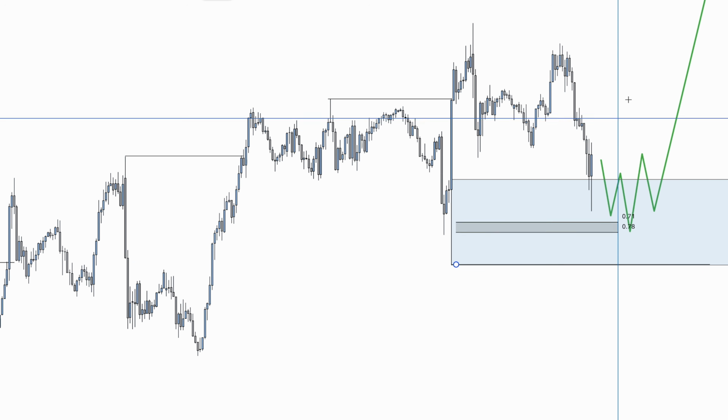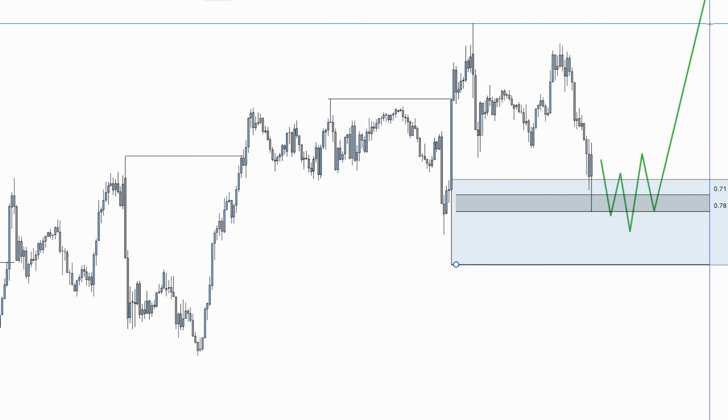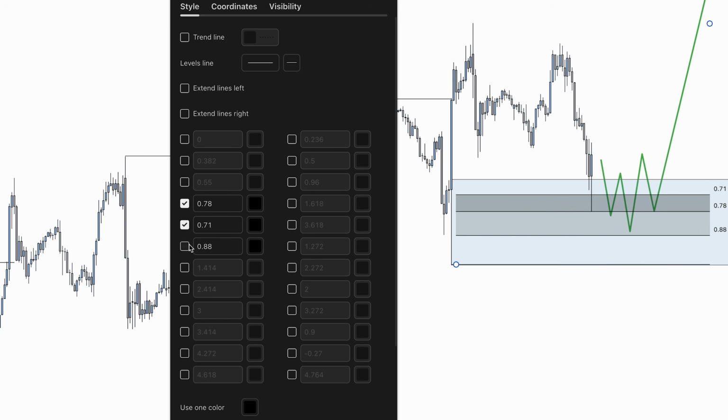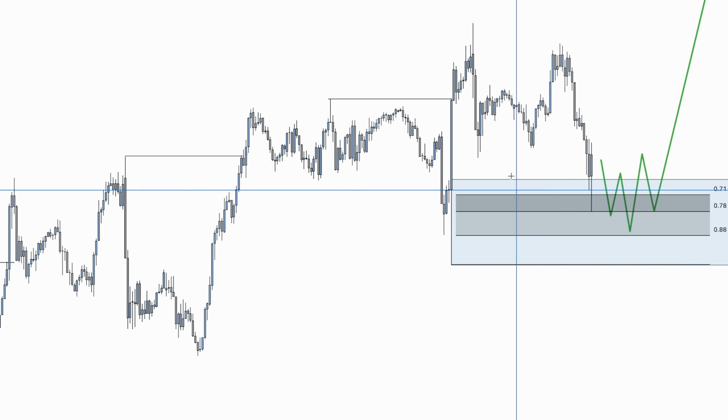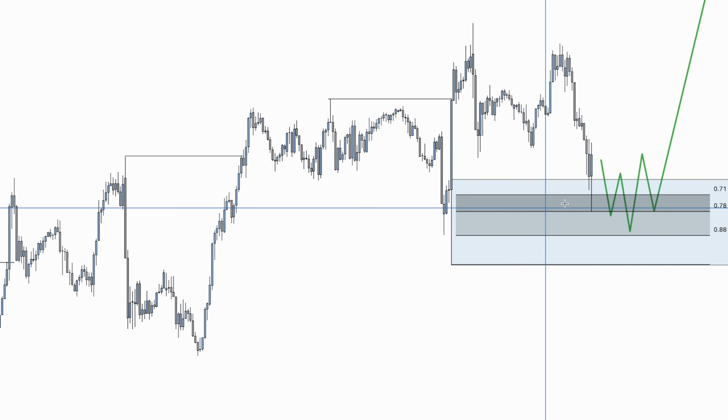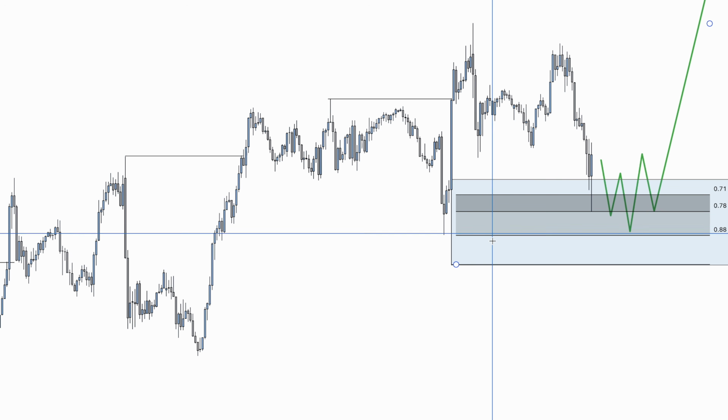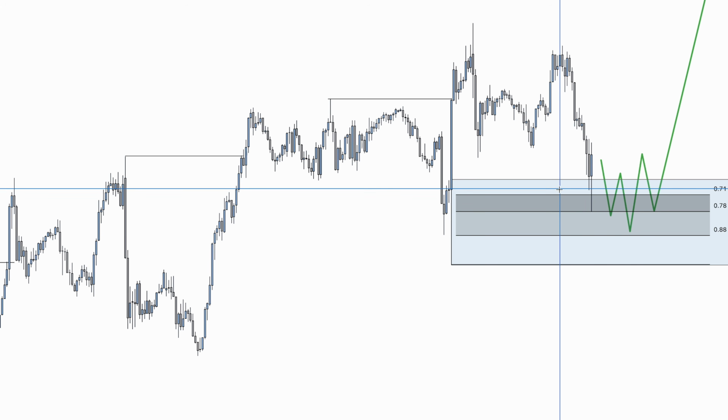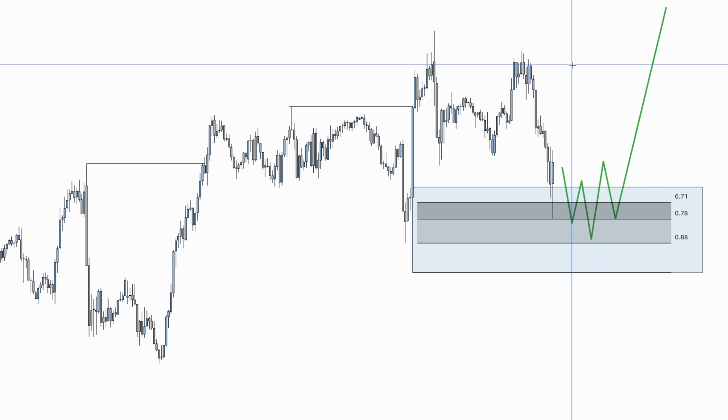Now we could also use, if we wanted to, the fib area between 71 and 88. I like that area. This would be the prime area to see reversals in. That's just the 71 to 88% pullback from this low to this high, okay? So anyway, we'll leave that for another video.